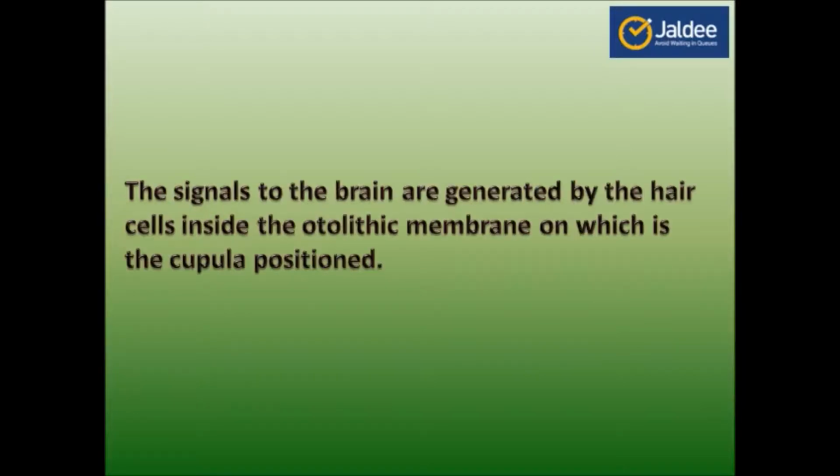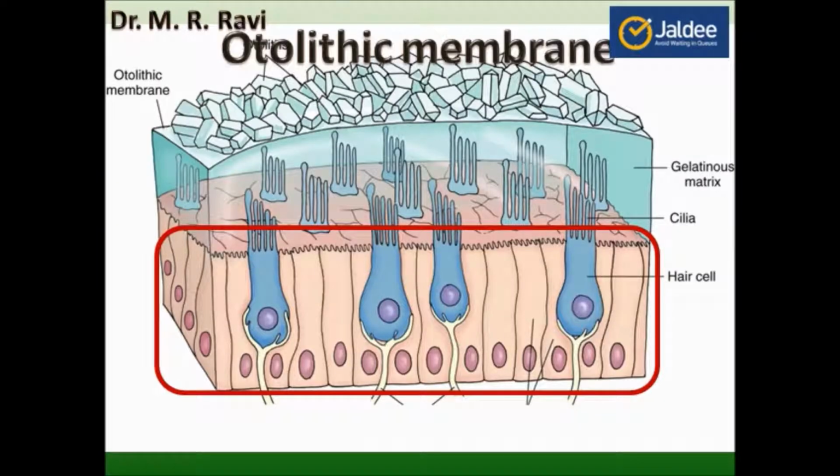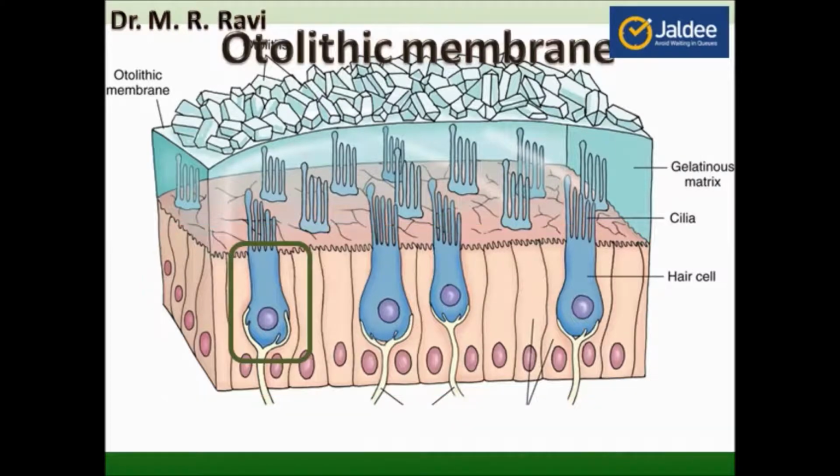The signals to the brain are generated by the hair cells inside the otolithic membrane, on which the cupula is positioned. This is a small portion of the otolithic membrane. What you see is the very highly magnified neural side of the membrane. The blue-colored cells are the sensors, which send data of head movement to the brain. These are kept wedged among the thickly packed cells. There are almost 15,000 such sensor cells in each otolithic membrane. Each hair cell is connected to the vestibular center of the brain by neurons.